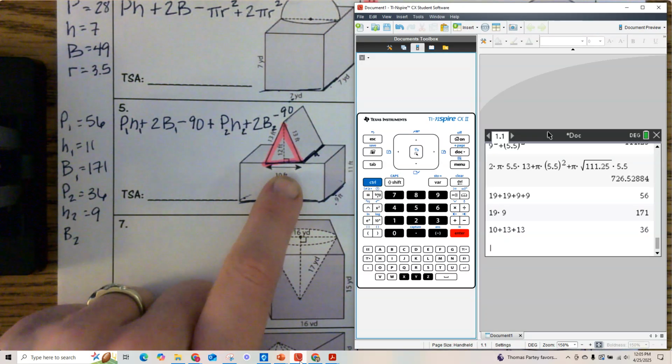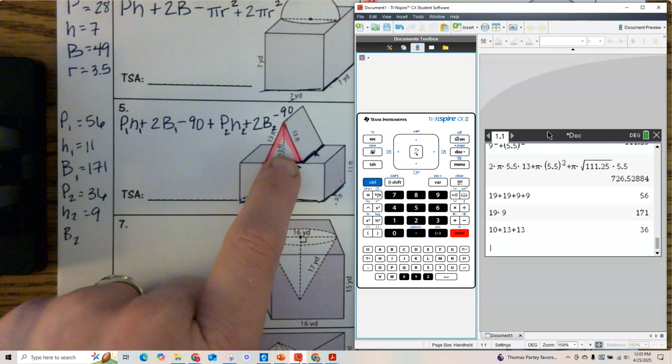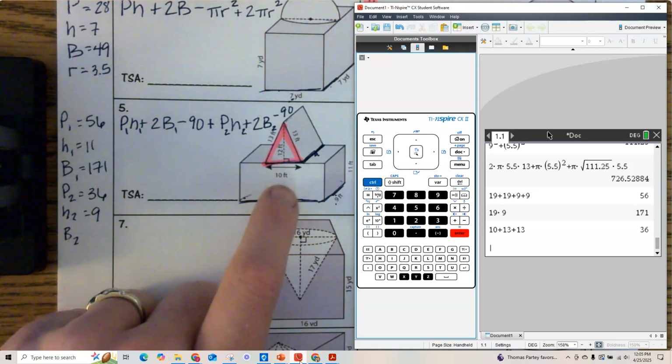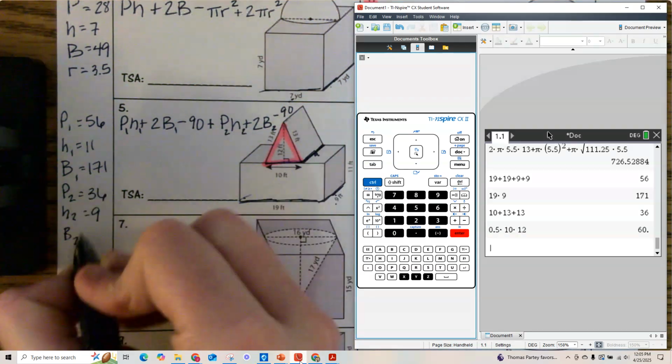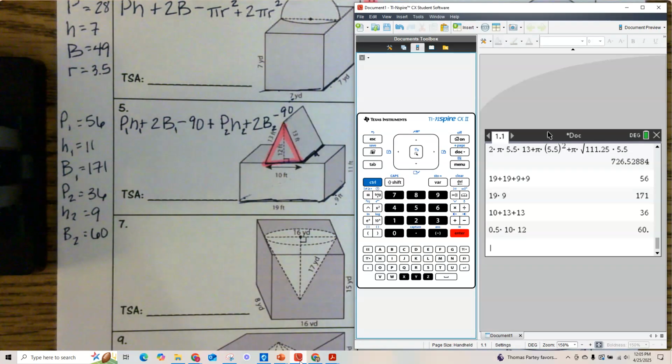And then area of the base. The sides that make the T or the L. So that's 12 and that 10. Remember, do 1/2 base height as a triangle. And so that's 60.